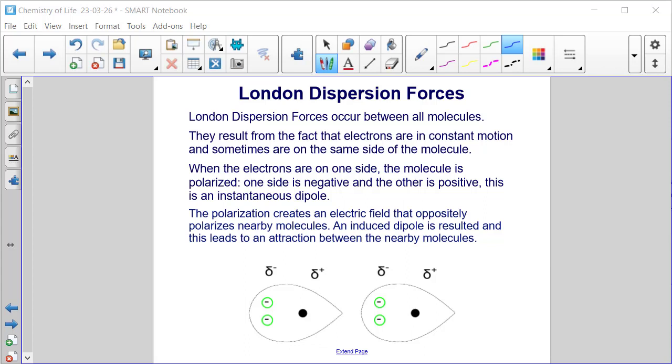The polarization creates an electric field that oppositely polarizes nearby molecules. An induced dipole results, and this leads to an attraction between the nearby molecules.